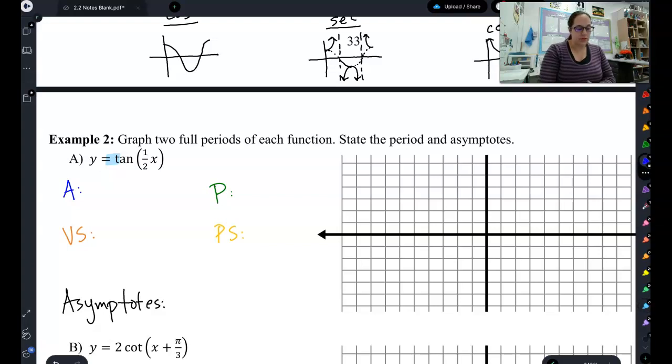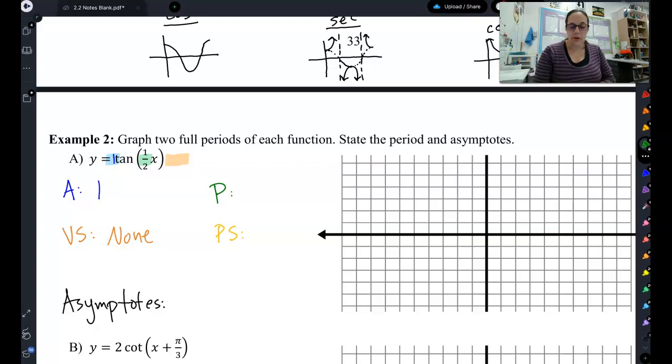First we have our amplitude, which is still in front, so it is 1. Vertical shift is still behind, so it's none. Now, here's our first main difference. Remember, the period of tangent and cotangent is different than the rest.